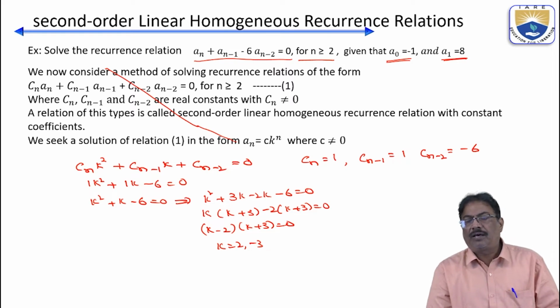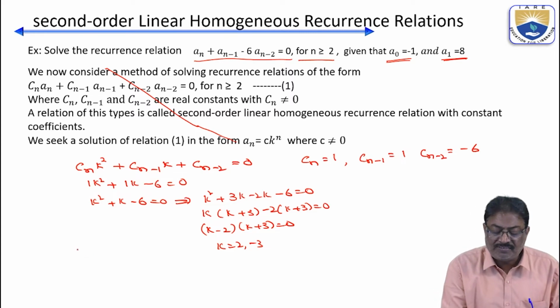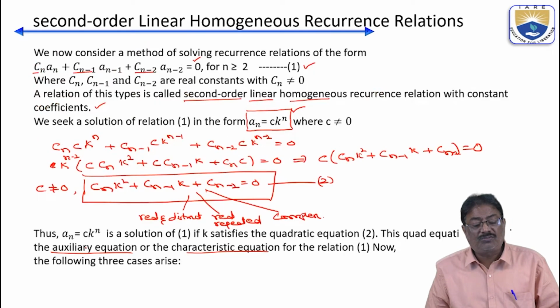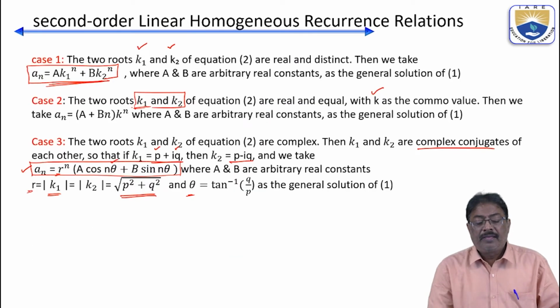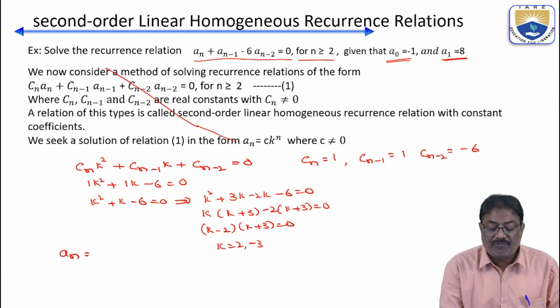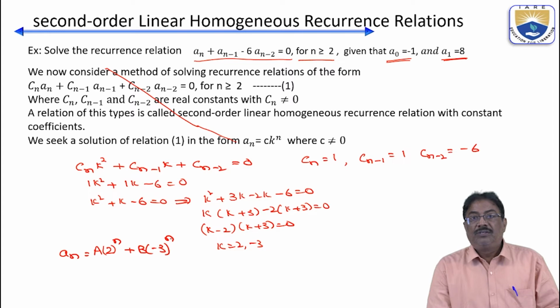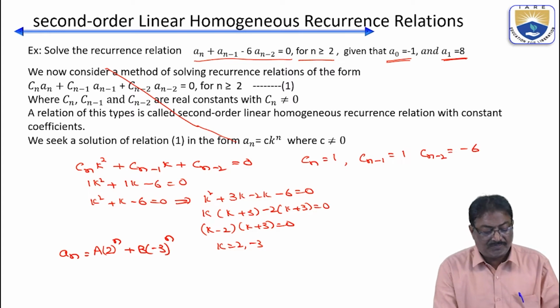So these two roots are real and distinct. Then the solution is a_n equals A k1 to the power n plus B k2 to the power n. Taking k1 as 2 and k2 as minus 3, a_n equals A times 2 to the power n plus B times (minus 3) to the power n. This is the general solution.